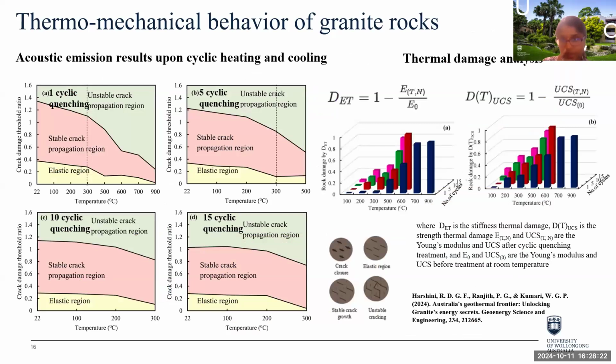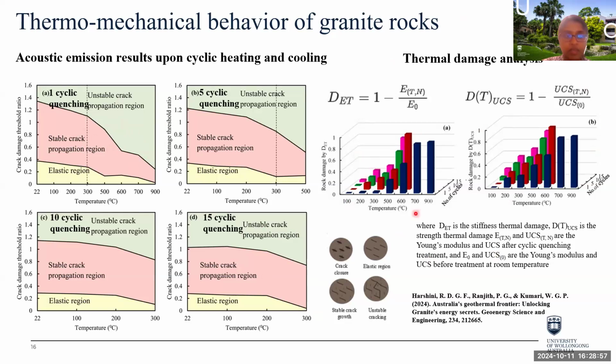Acoustic emission technology was further employed to understand the crack propagation process during cyclic heating and quenching. And the data again indicated a decrease in the stable crack propagation region, and alongside an increase in unstable crack propagation region with the increase in number of quenching cycles, suggesting a transition towards a more thermally damaged state as crack density intensified.